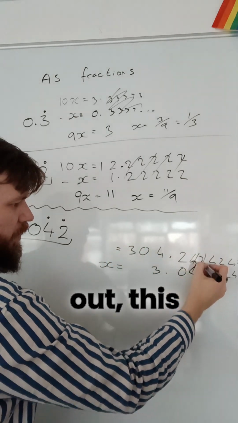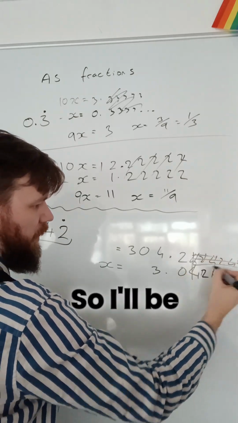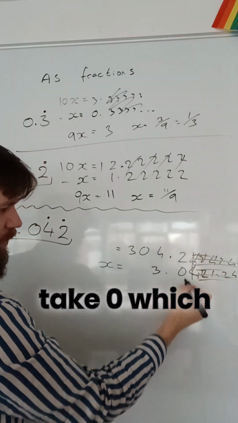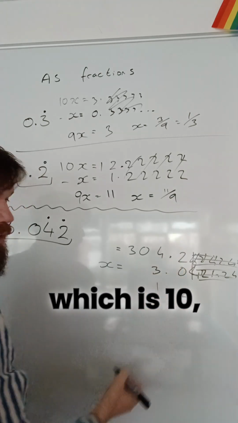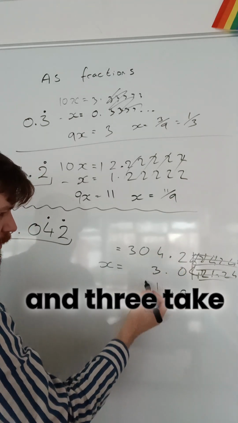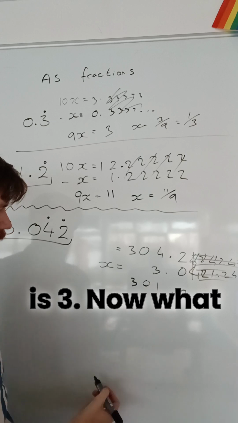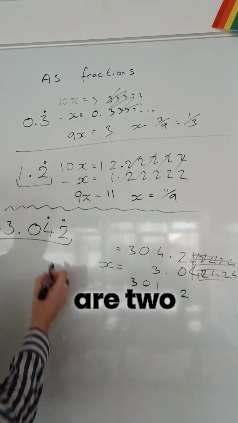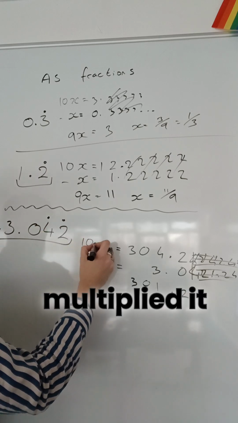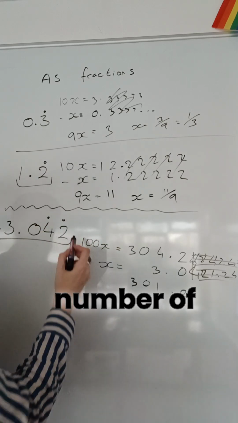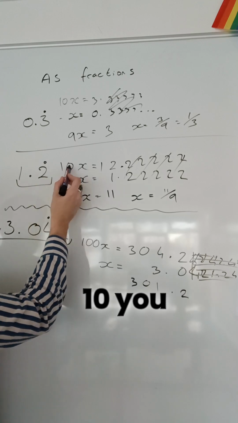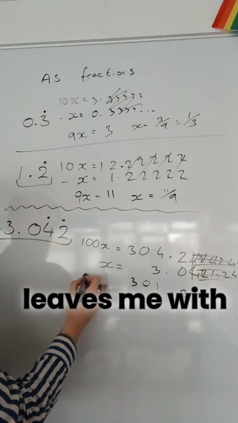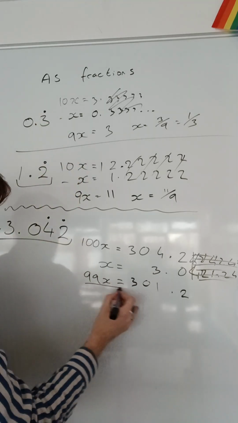Because these would cancel out. This whole block cancels out. So I'll be left with 2 take 0, which is 2, 4 take 3, which is 1, 0 take nothing, which is 0, and 3 take nothing, which is 3. Now, what have I done to go from 3 to 304? There are 2 decimal places, so I've actually multiplied it by 100x. The number of recurring symbols is what power of 10 you multiply it by. So that leaves me with 99x is equal to this.